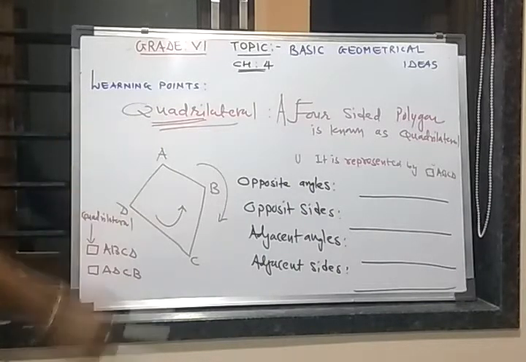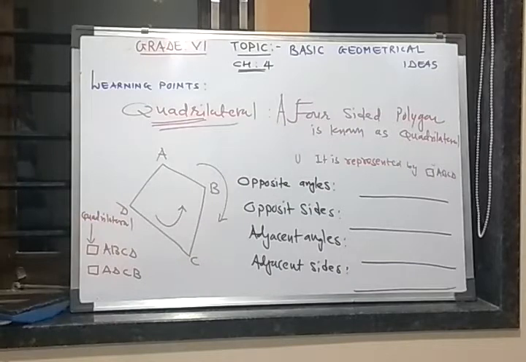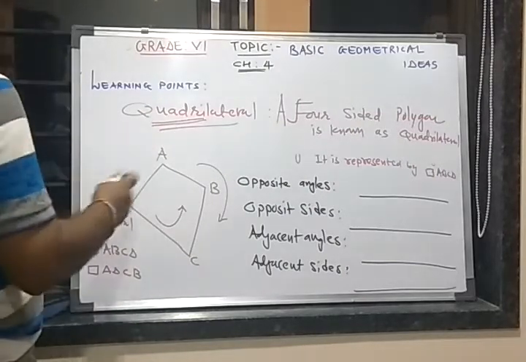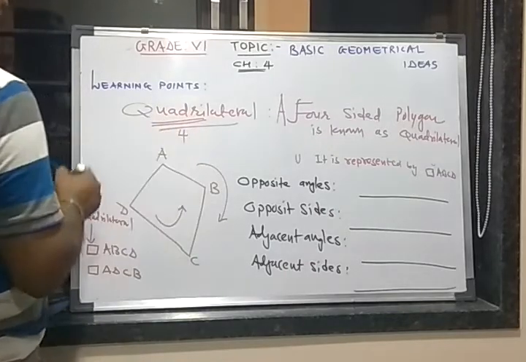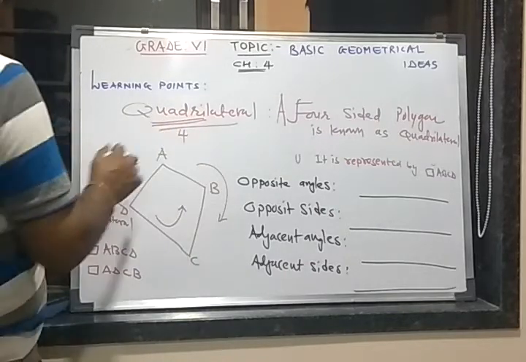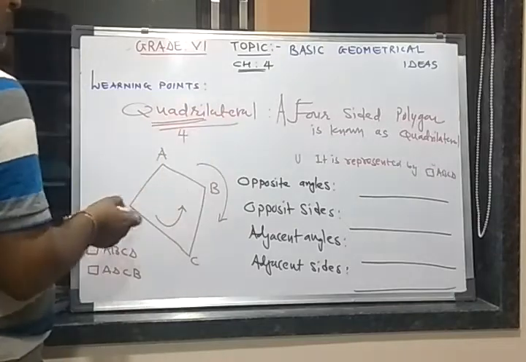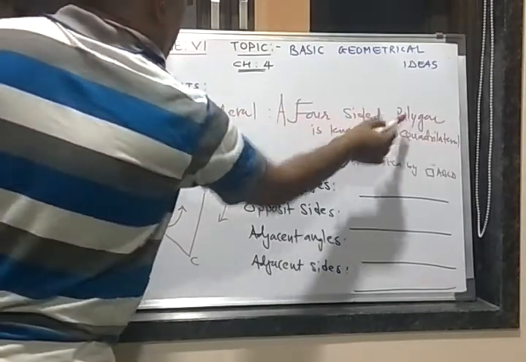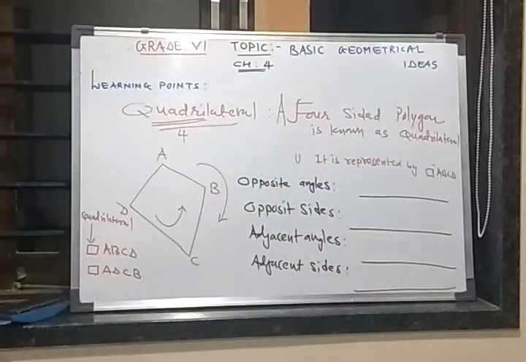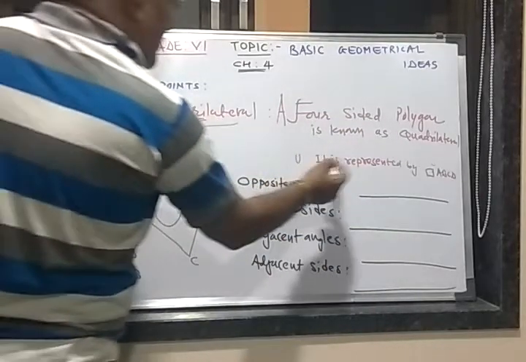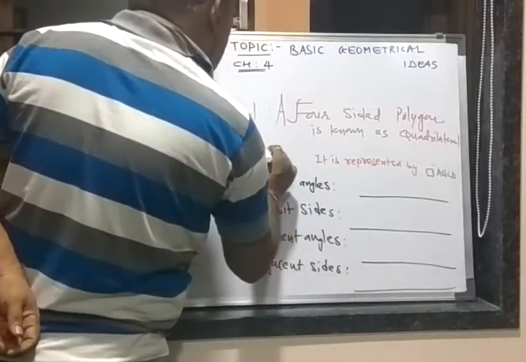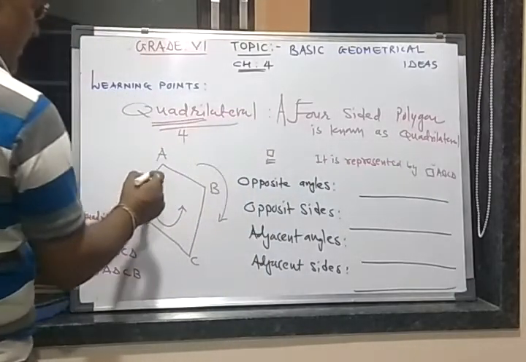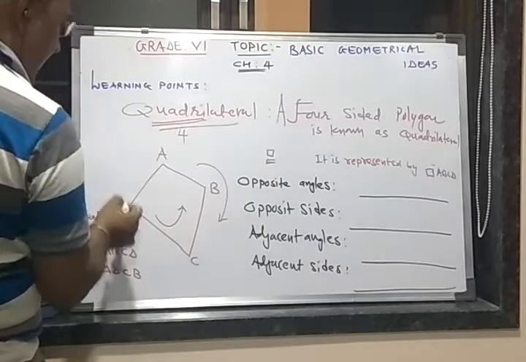Next point, quadrilateral. Now quadra means four. Quadra means four. So quadrilateral. Lateral means side. A four-sided polygon is known as a quadrilateral. Simple. Hence this quadrilateral is represented by a small square. This is the quadrilateral symbol. Quadrilateral ABCD.